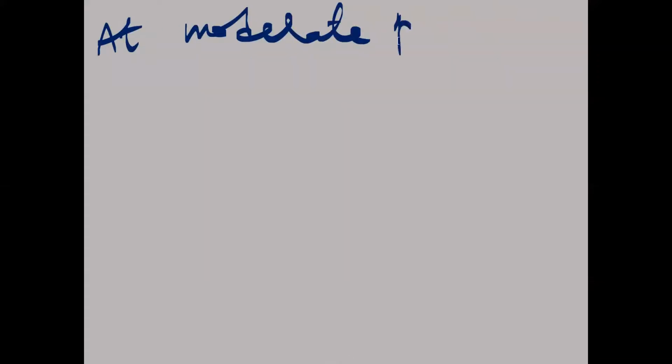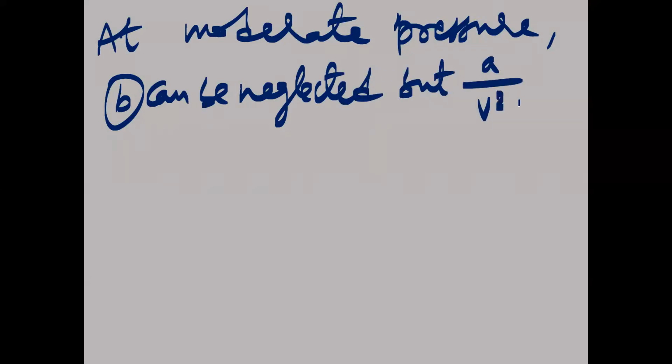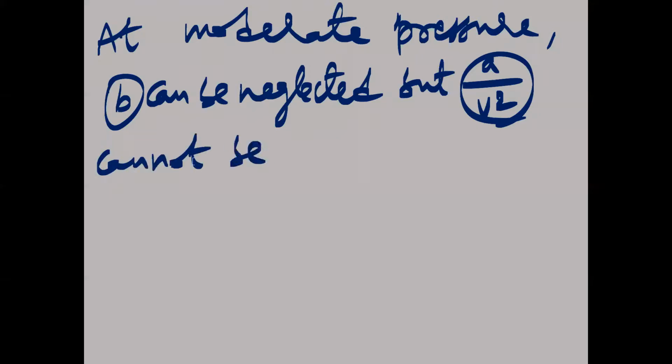Now tell me, at moderate pressure, what can we neglect here? B can be neglected, but A by V square cannot be neglected.